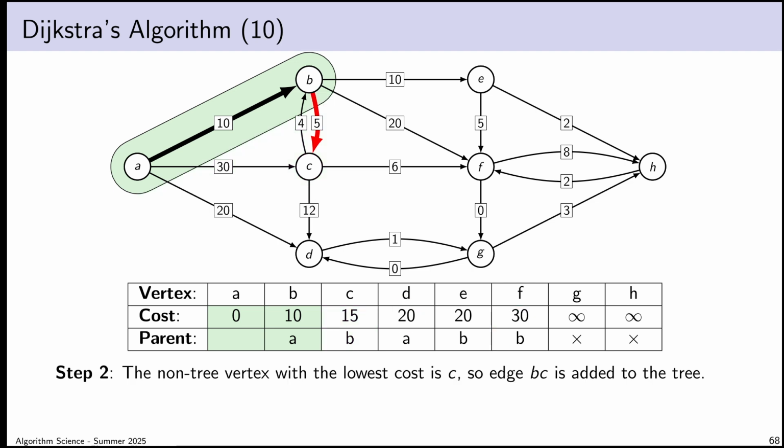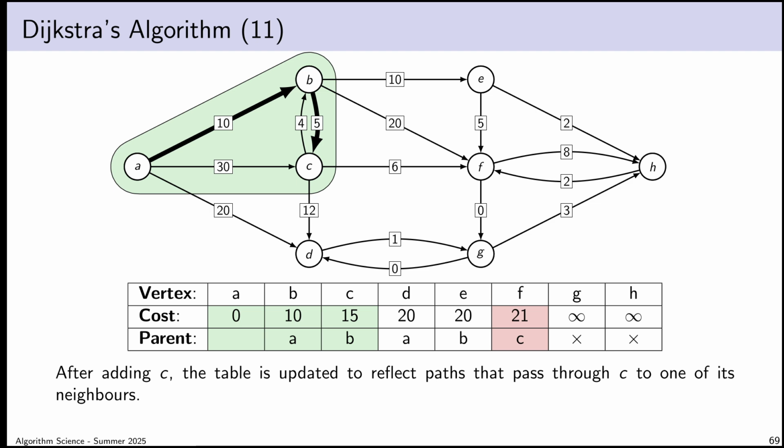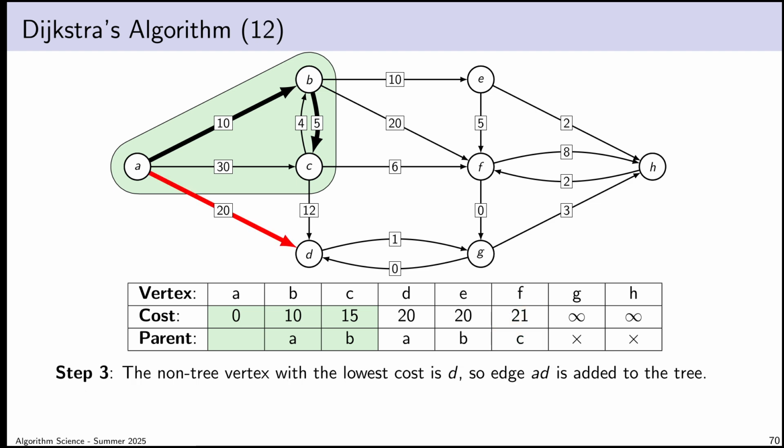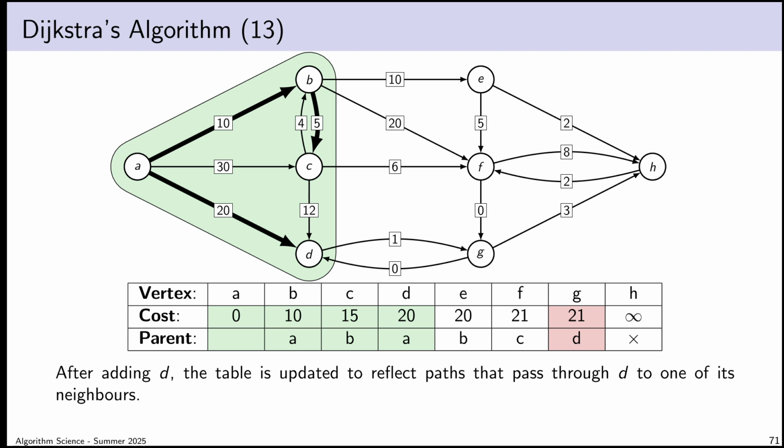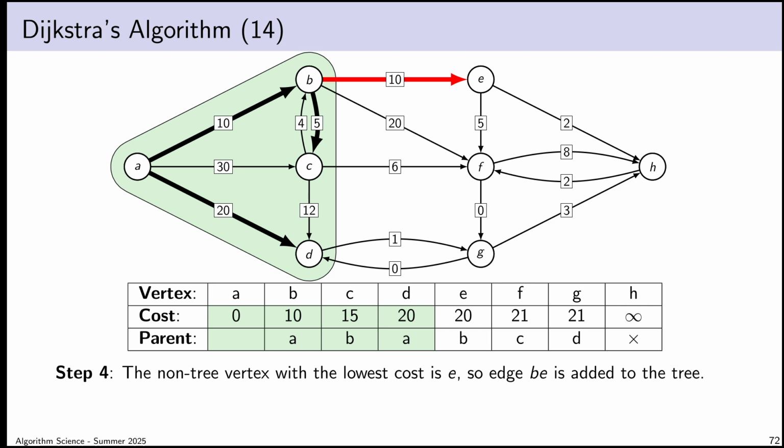On the other hand, I believe the previous cost to F was 30, but if I come in via vertex C, it's 21, so F gets updated in the table. All right, step 3, the non-tree vertex with lowest cost is vertex D. Okay, so I bring in edge AD, and then I relax the edges for neighbors. That would be edge DG. So I now have, actually, I now have any way to get to vertex G. Great. Now the non-tree vertex with lowest cost is vertex E.